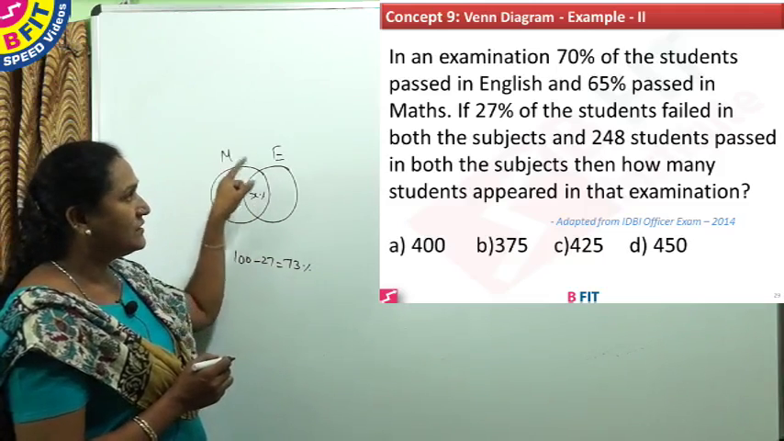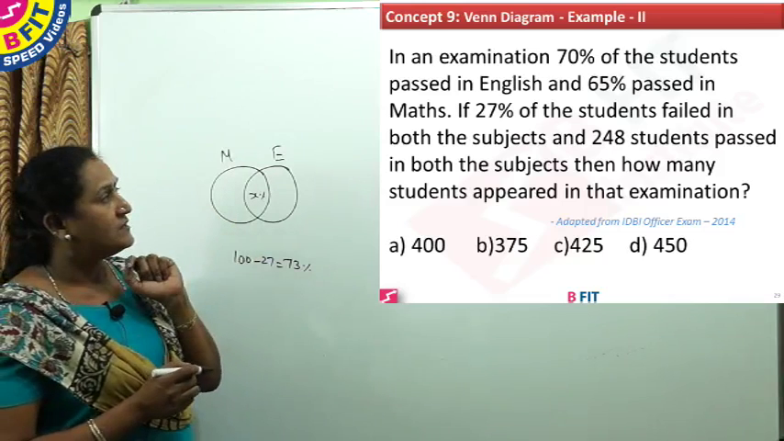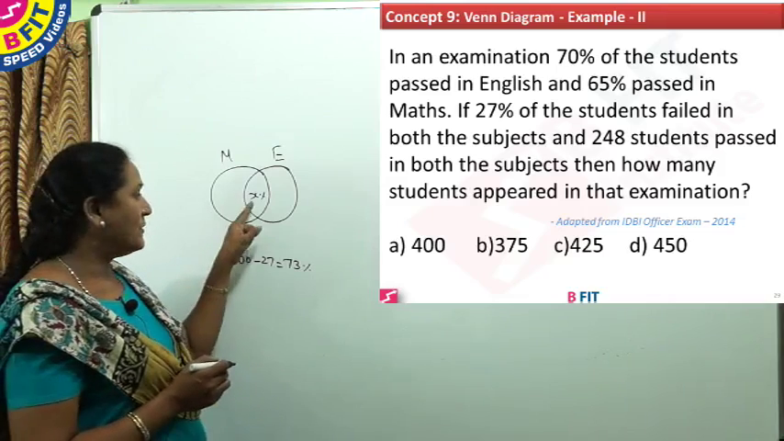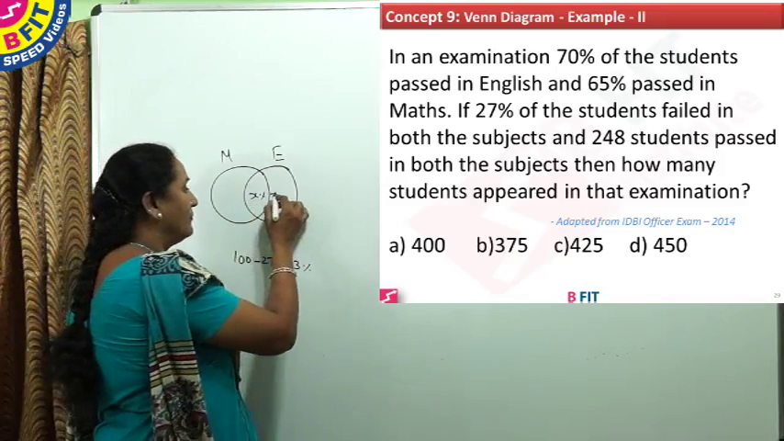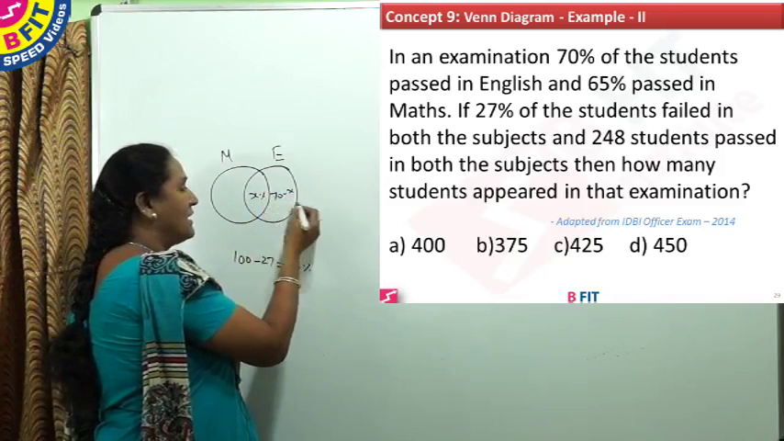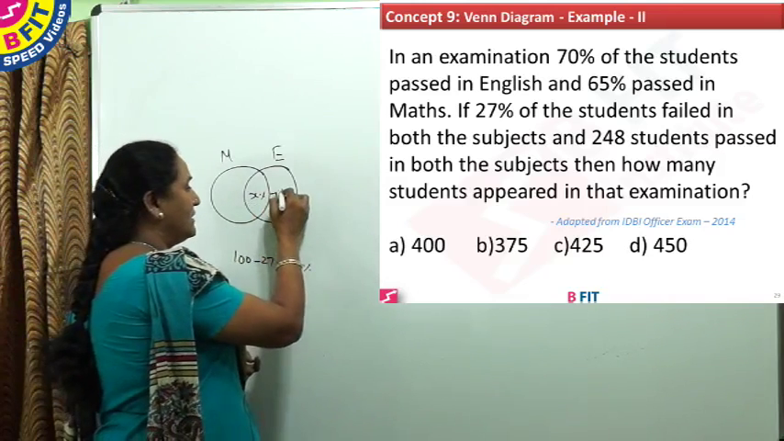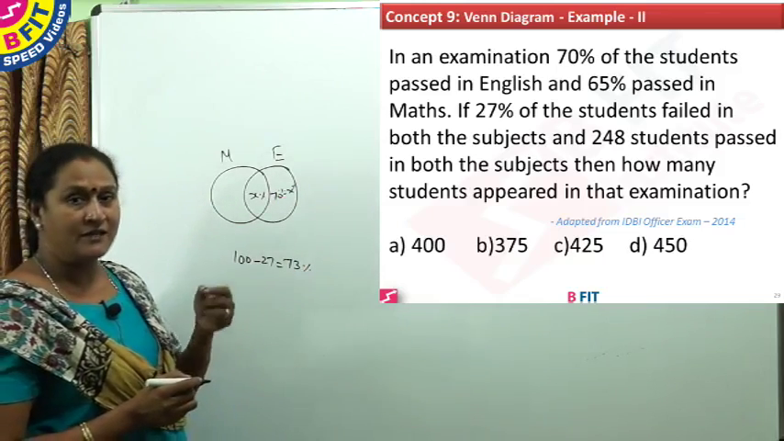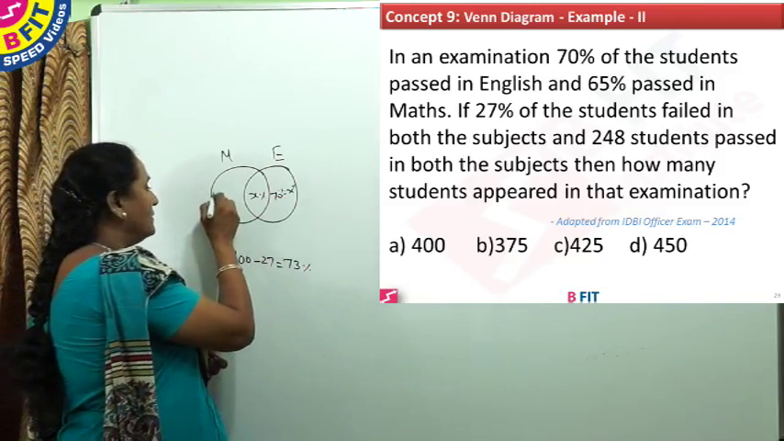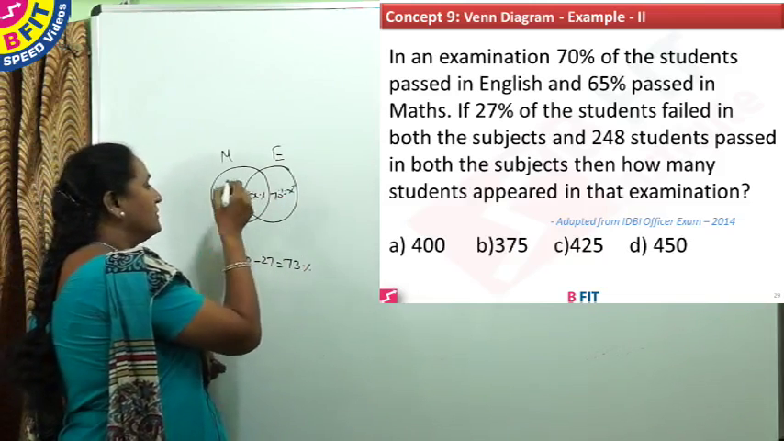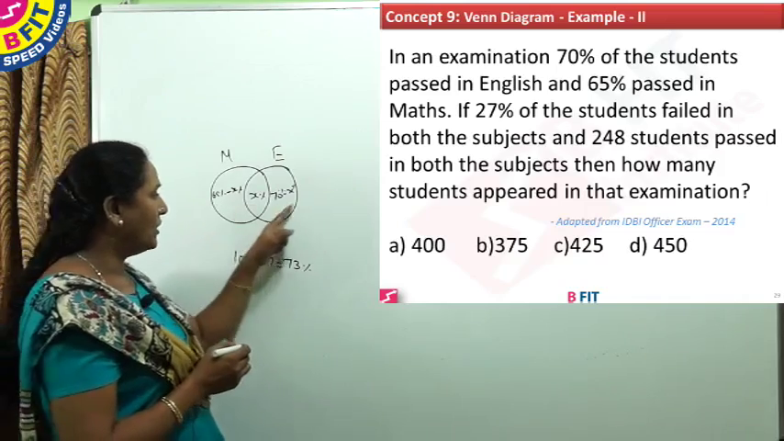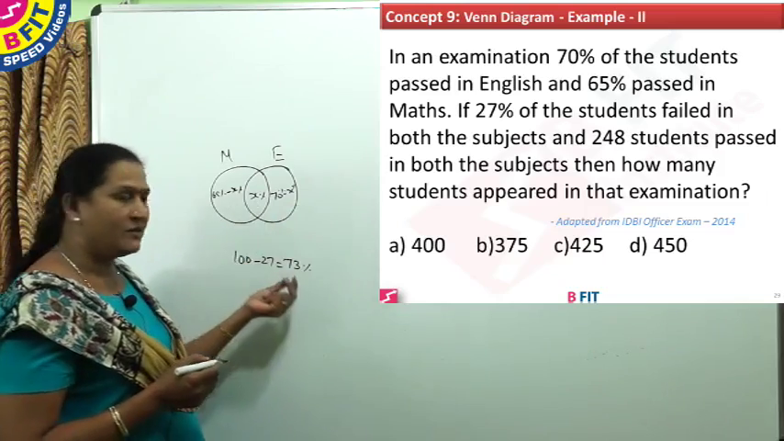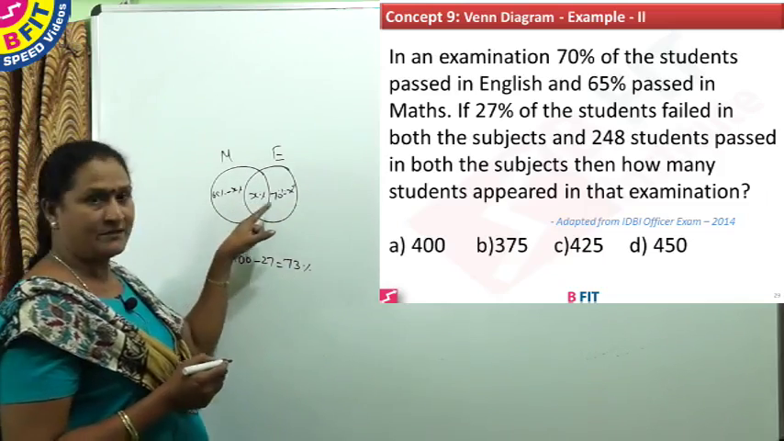What is the percentage in English? It should be 70, so subtracting X from 70, it is 70% minus X%. And for maths it is 65%, subtracting X% from 65, so we get it here. Now when you add all these details, it should be equal to 73%, and equating this to 73, we can get the intersection part.